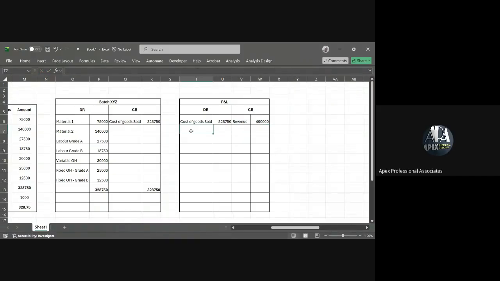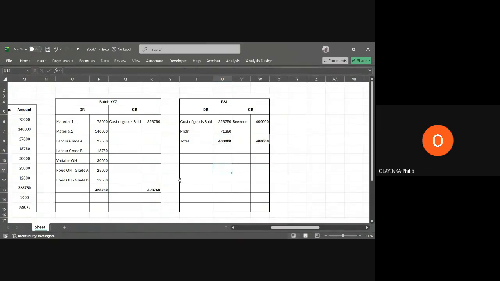So your net profit will now be, gross profit will now be this, minus the cost. The profit will now be 71.5. So what will be your total? 400,000. Is that clear? Yes, sir.